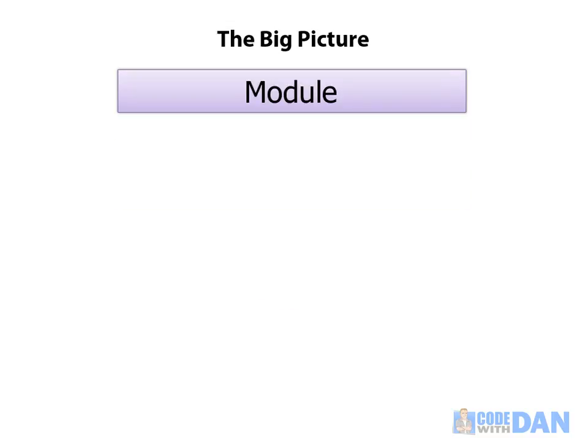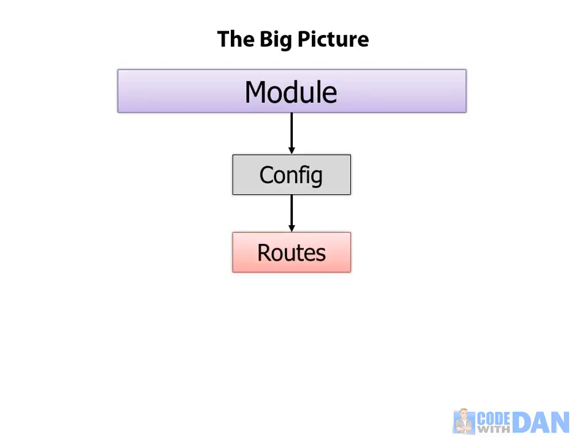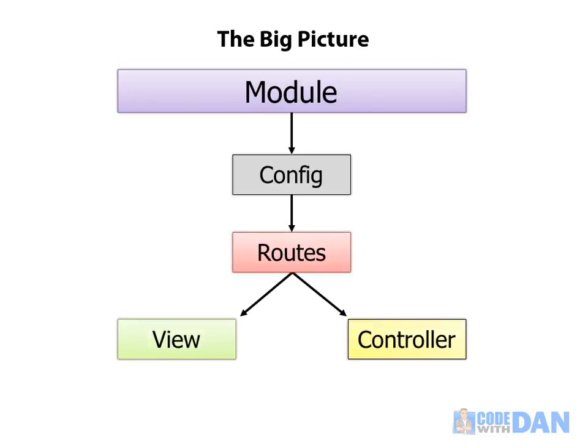Now, if you look at this from the big picture, the module then is our container. Through a module, we can configure one or more routes. And a route is then going to marry a view with a controller. The thing that marries these two together, the view and the controller though, ultimately is the scope, the view's model.